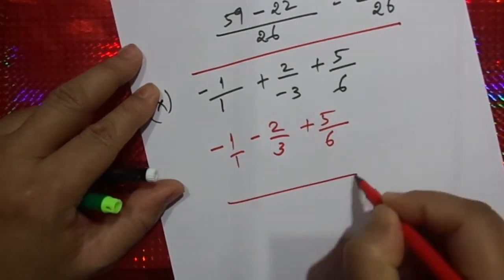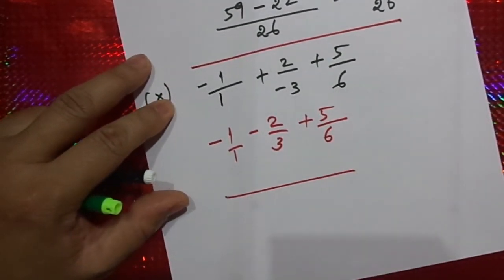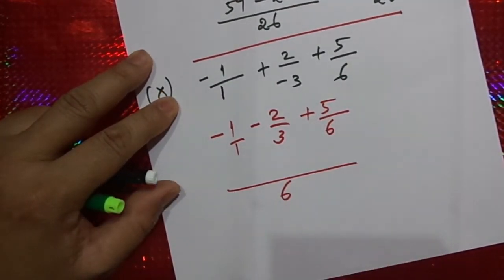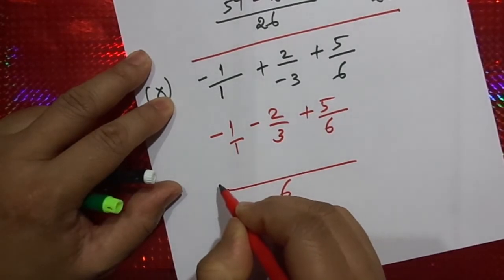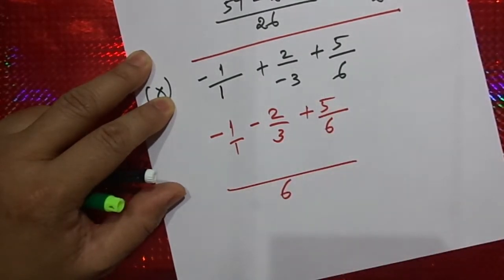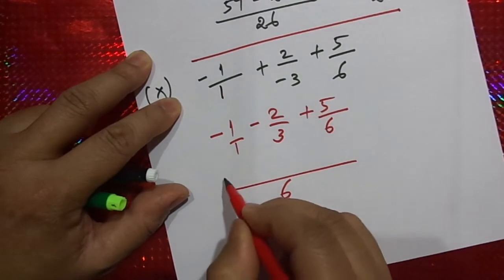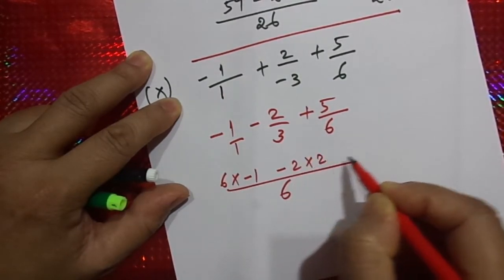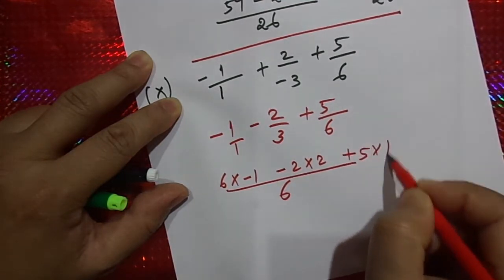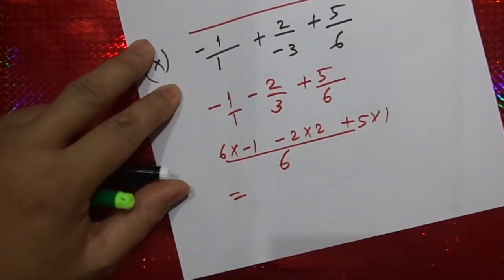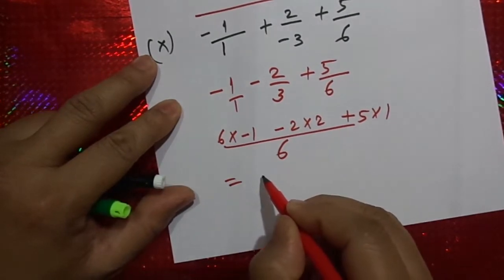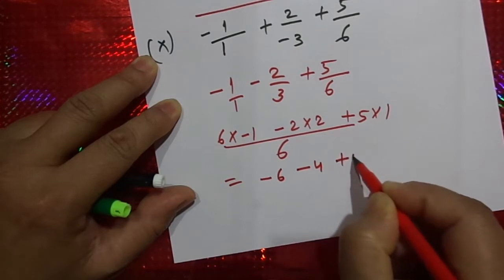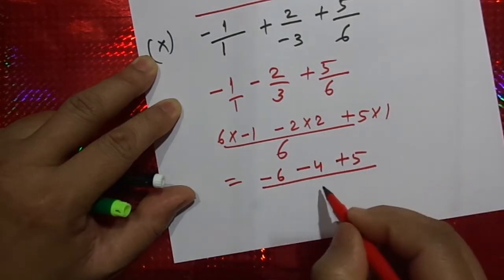So the LCM of 3 and 6 will be, it's not a big deal. As we had continued previously, we will be doing the same thing. 6 into minus 1, minus 2 into 2, plus 5 into 1 is equal to minus 6 minus 4 plus 5 by 6.